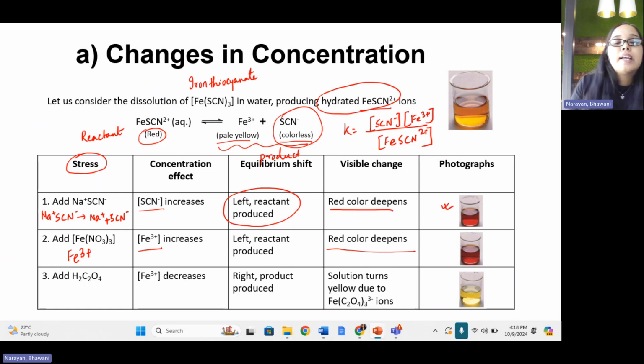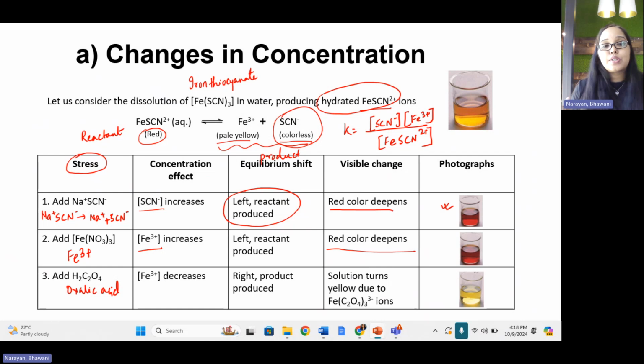Okay, let's take an example where we add something which is different than the reactants and the products. Let me now add oxalic acid. So this is oxalic acid. Now I am adding an agent which is going to react with Fe3+. So what happens in the oxalic acid case is the oxalate produced reacts with the Fe3+.